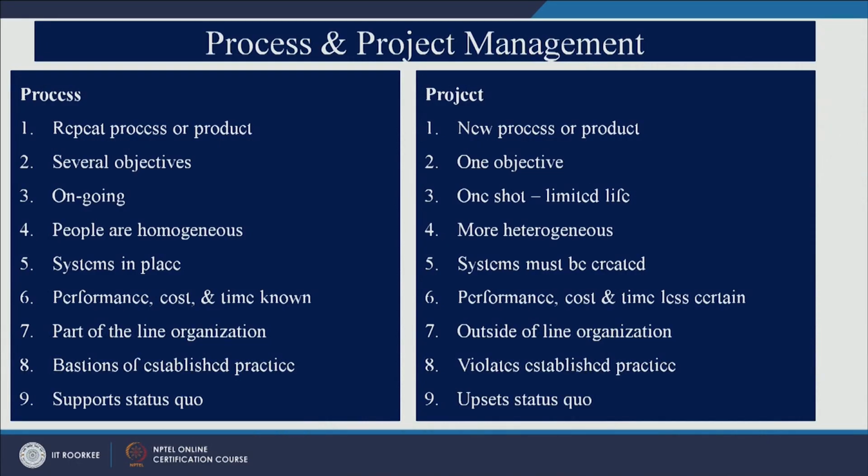To evaluate processes, you have performance, cost and time which are known, but in case of projects you need to look at performance, cost and time, which are generally less certain. There is more uncertainty as far as these three things are concerned in projects. In a process you have a line organization, while in case of a project you are outside of the line organization. If you look at the 9th point, in a process you support the status quo, but in case of a project you always upset the status quo.